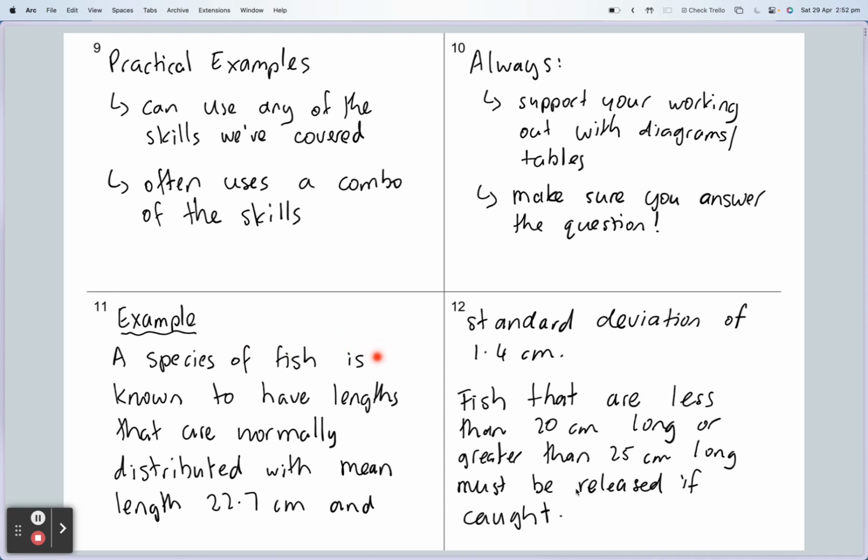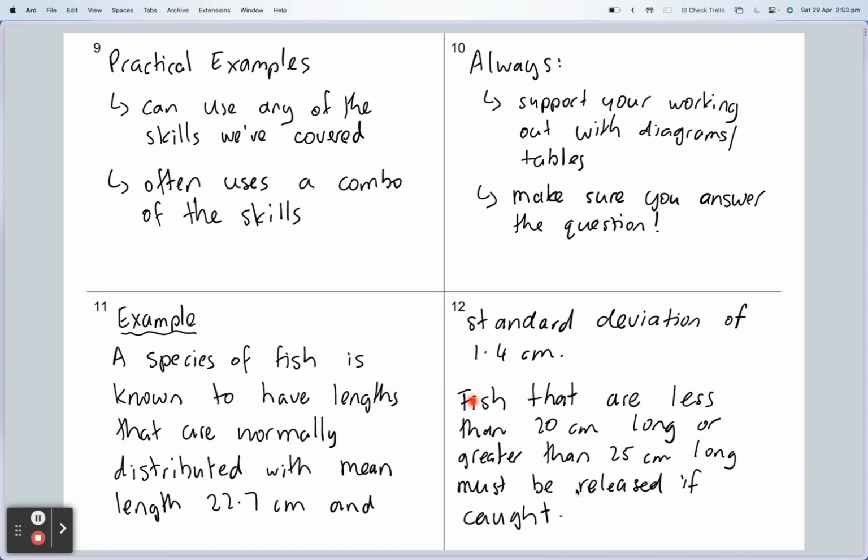A species of fish is known to have lengths that are normally distributed, with mean length 22.7 centimeters and standard deviation of 1.4 centimeters. Well, that gives us already a sense of what this problem is going to use. We're told that there's a normal distribution, so we know it's going to use that set of skills that are applied to normal distribution problems. We also know that they're lengths, which is a continuous random variable.